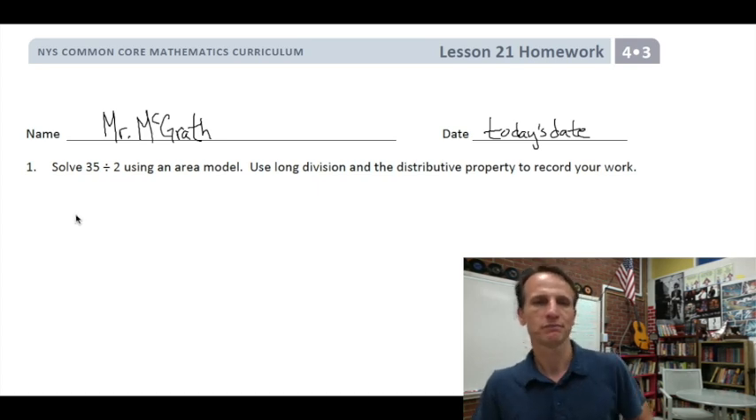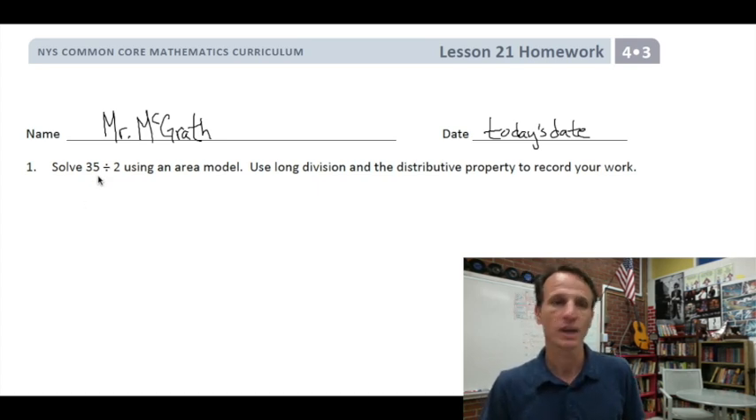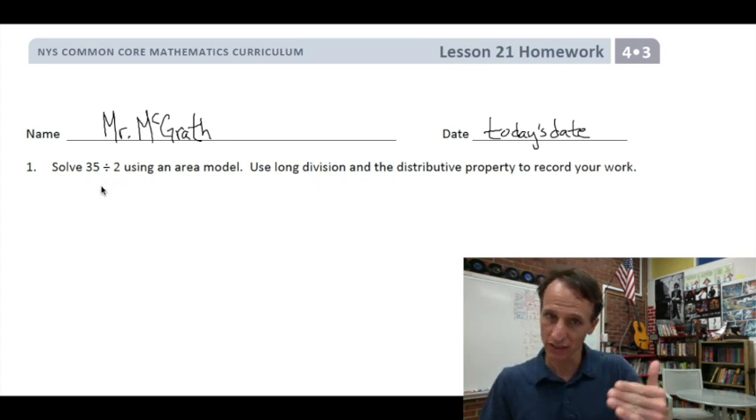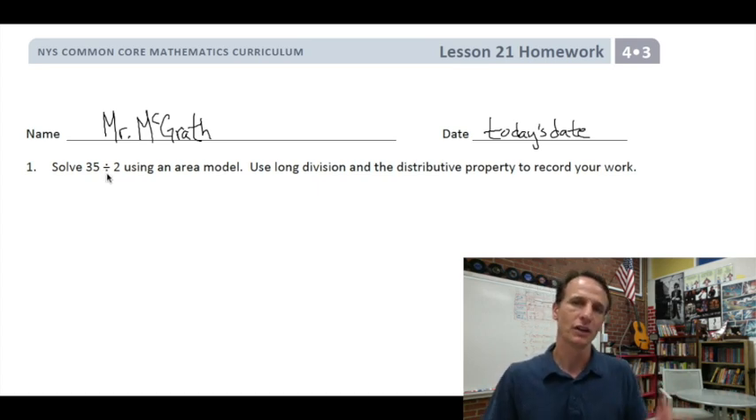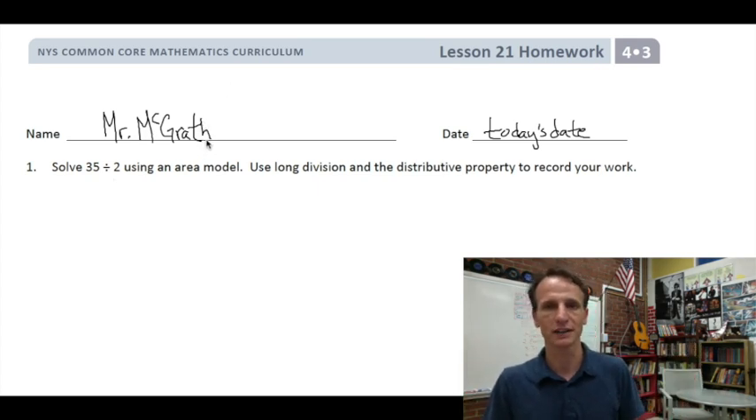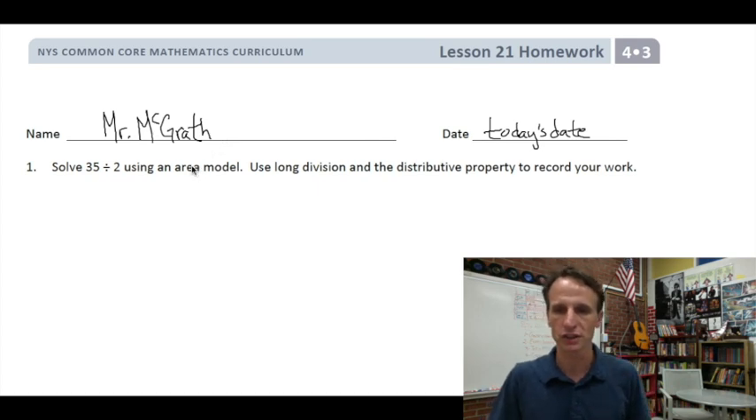Number 1, division. Solve 35 divided by 2, okay, using an area model. Now that's easy, right? 35 divided by 2 is not difficult because what we're doing here is not about the answer. I can tell you the answer right now. It doesn't matter. The answer does not matter at all. What matters is understanding what you're doing when you divide. And then we'll use long division and the distributive property to record our work.